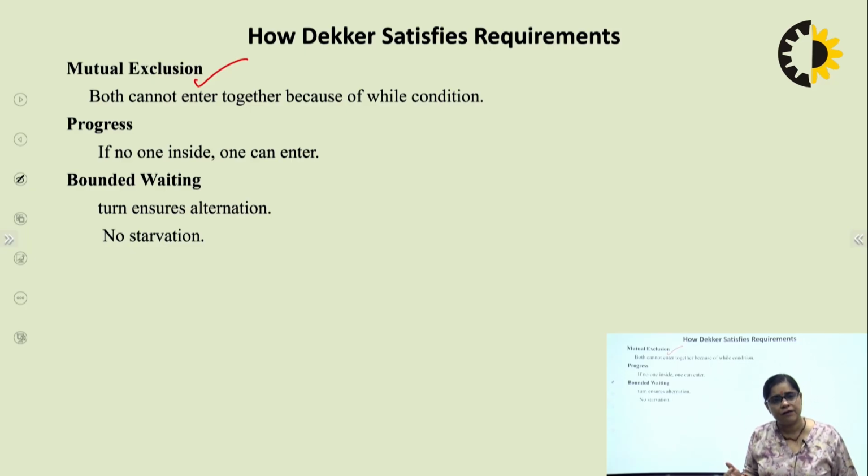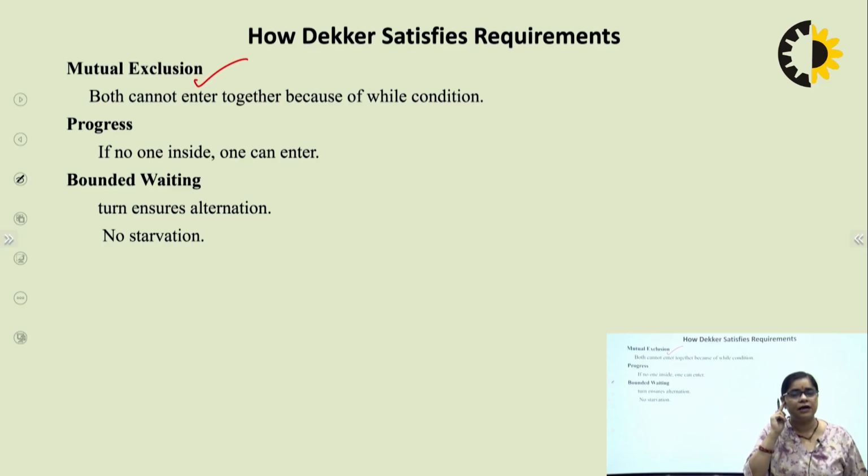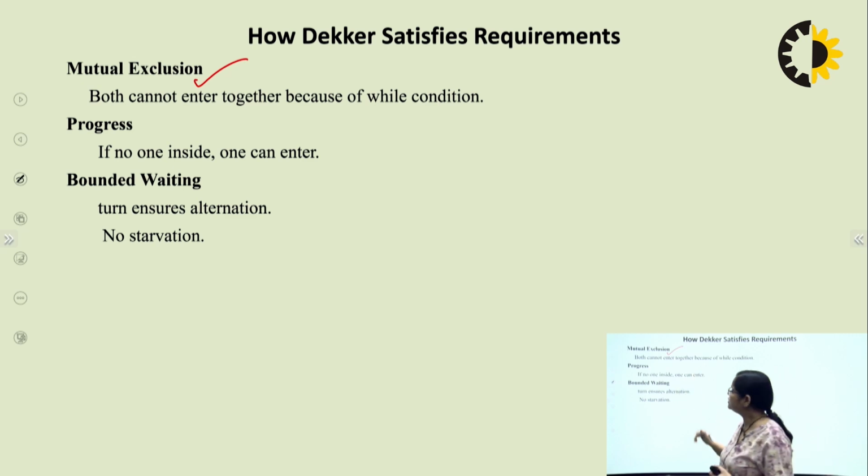Now the second requirement of the critical section is progress. And what does progress mean? That if no one is inside, another will enter. Now remember that when one of the processes has been delayed by some time, the other process is not waiting, and that process is entering directly. So it means that if no one is inside, the process which is available will enter the critical section.